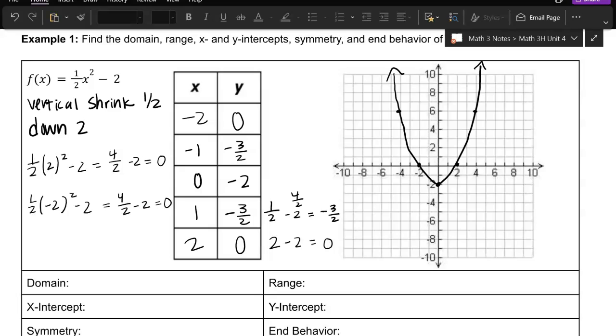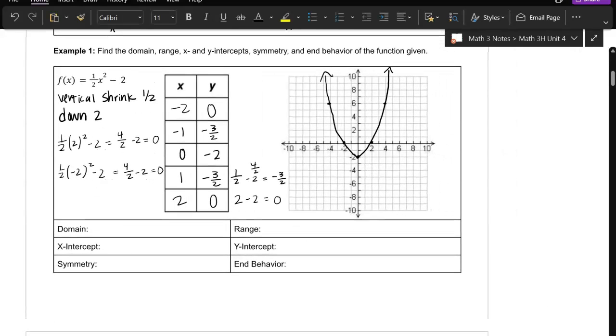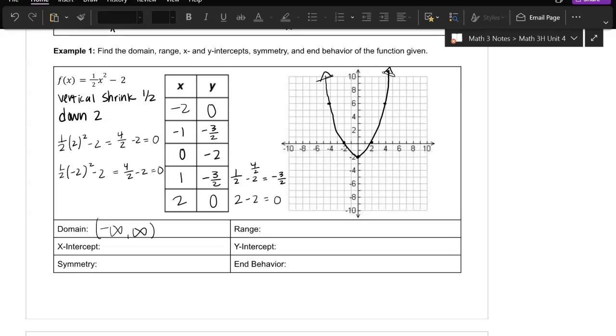So it makes it a bigger U shape. All right, for our domain, so all possible x values, we have arrows on both ends, so that means it's -infinity to infinity. Range is bottom to top, so the bottom of our graph is -2 on the y, because remember it's our y values, and then pointing up and up, so that's infinity for the end.